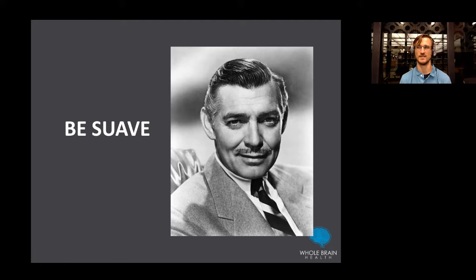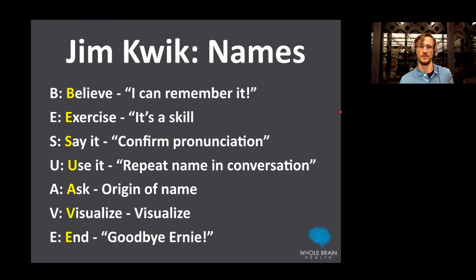Also, the sweetest sound in anyone's native language is the sound of their own name. So this will be doing a favor for those that you love, and even those that you're trying to get to know, or just be polite to. So here is our acronym, the different words for the different letters. B is for believe, be confident that you can do it. E is exercise, it's a skill, it takes time, just like learning a new language, or riding a bike. S, say it, so we're going to just say it out loud.